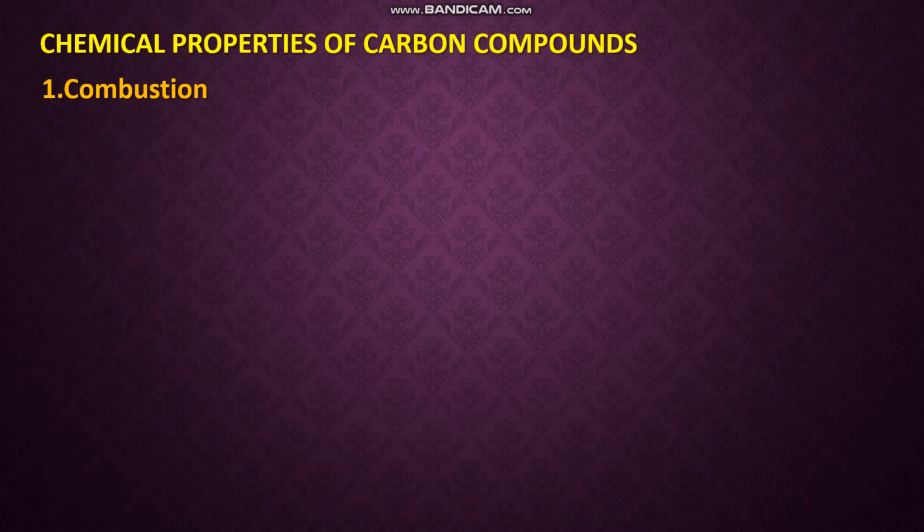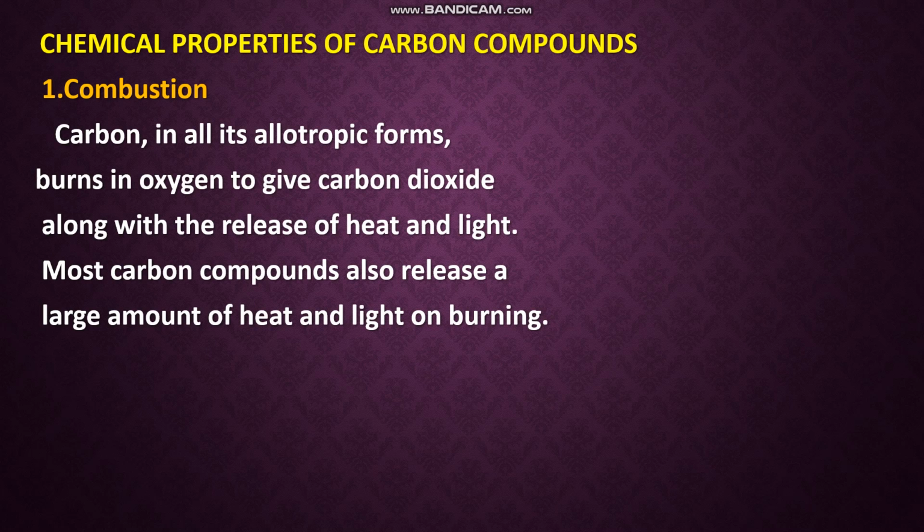What is meant by combustion? Burning. Burning in oxygen. You know oxygen is required for burning. So you have learnt already that when carbon burns in oxygen, what is the product formed? Carbon dioxide. So like this, all the allotropes of carbon when burned in oxygen, carbon dioxide is formed. So carbon in all its allotropic forms burns in oxygen to give carbon dioxide along with the release of heat and light. So a lot of heat and light is also produced when carbon burns.